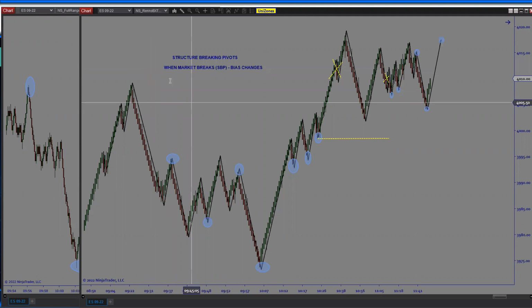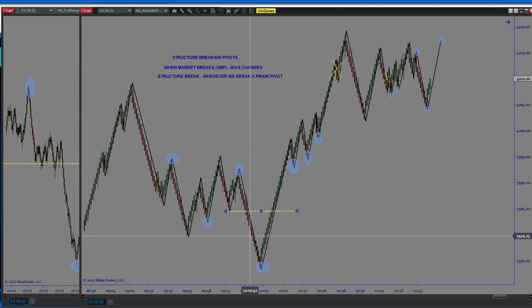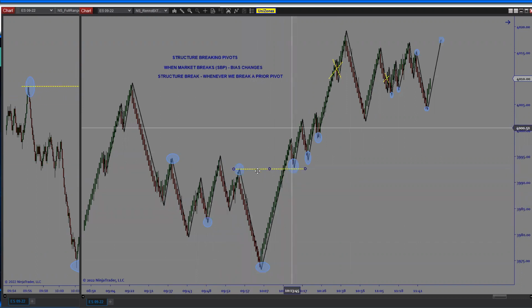So we have two sort of events. The structure break is whenever we break a previous pivot. So a structure break would be any break of any pivot. If we break through a pivot, structure would change, or it would be a structure break. So when we break through here, that is a structure break. When we break this pivot, that's a structure break.